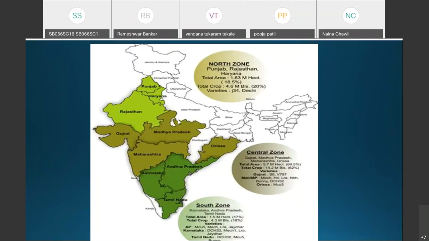Thus there are four zones in which the cotton growing states are divided. For example, the northern zone having Punjab, Rajasthan and Uttar Pradesh; the central zone, Gujarat, Maharashtra and Madhya Pradesh; the southern zone, Andhra Pradesh, Mysore, Tamil Nadu; and the eastern zone, Assam, Tripura and Manipur. That is how the cotton growing areas of our country are divided into four regions.